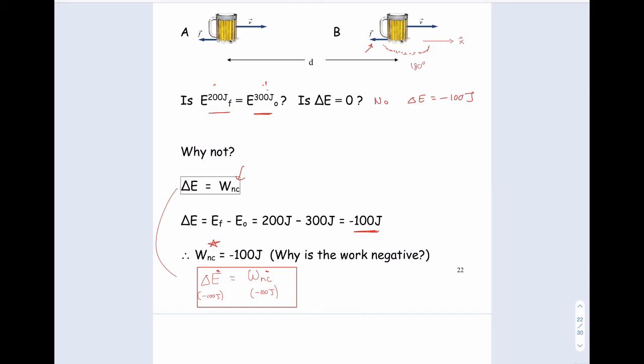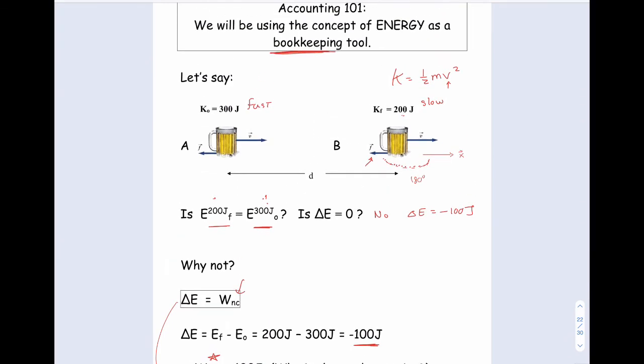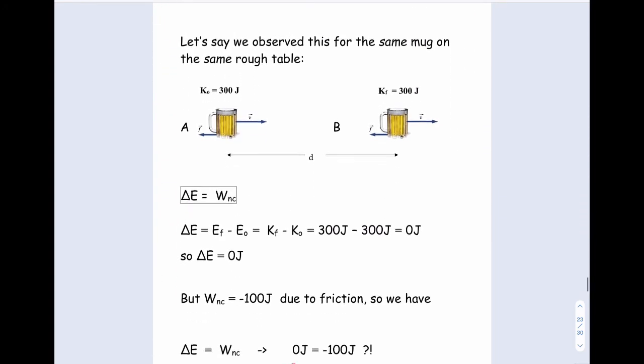Here, kinetic friction did minus 100 joules of work, and that means the energy decreased, or the change was minus 100 joules. Okay, so we're not saying it's conserved, but we're saying that we can bookkeep it because we can know all the different things that added energy and removed energy.